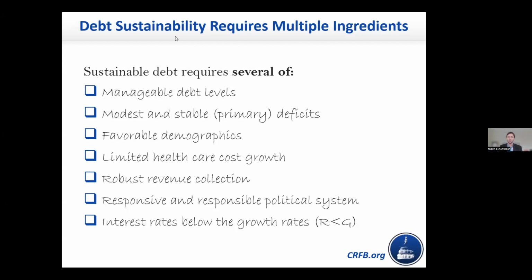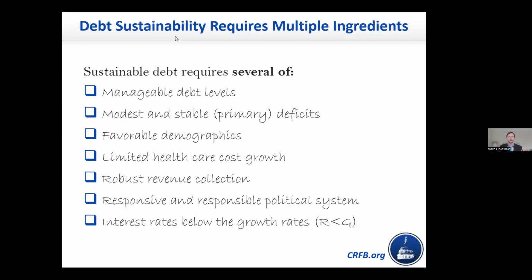And in the real world, rarely is anything stable. So if you want to have sustainable debt, you probably need, maybe not all of these things, in fact, not all of these things, but a decent number of the following things. You need to have manageable debt levels, modest and stable primary deficits, favorable demographics, limited healthcare cost growth, robust revenue collection, a responsible and responsive political system, and/or R minus G, interest rates below the growth rate.